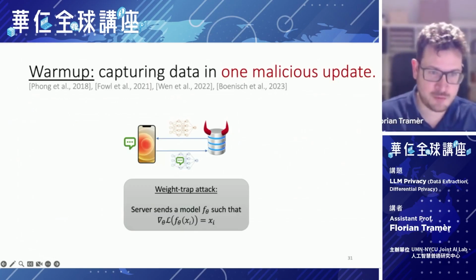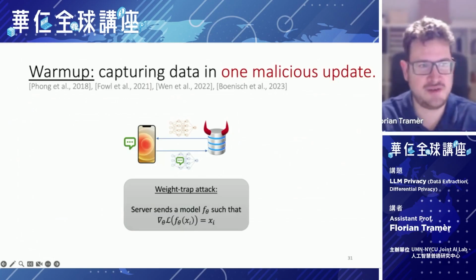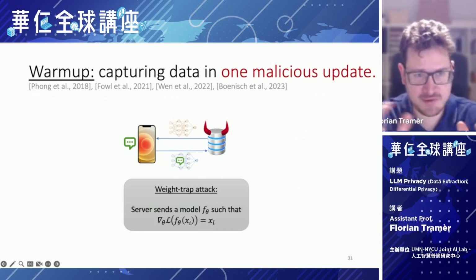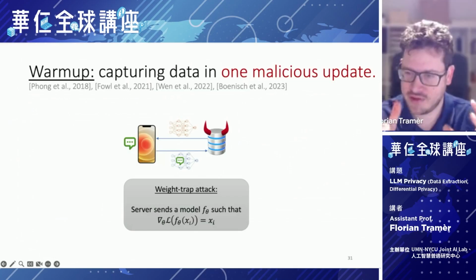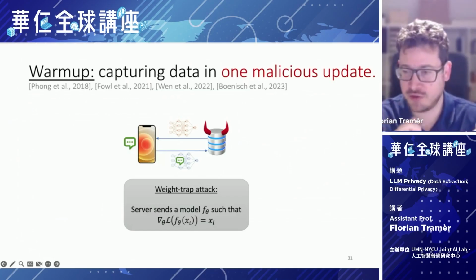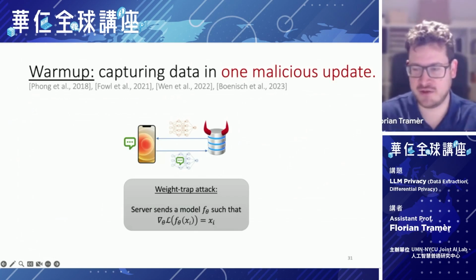So this weight trap attack, right? What it does is that this was in the context of federated learning, where the central server sends a malicious model to the client. The client computes one gradient on this malicious model and sends the gradient back to the central server in such a way that the gradient encodes some of the training data.